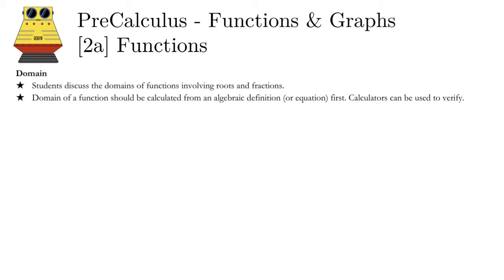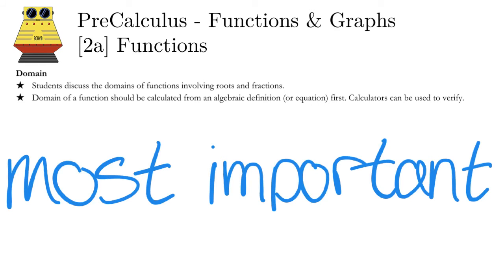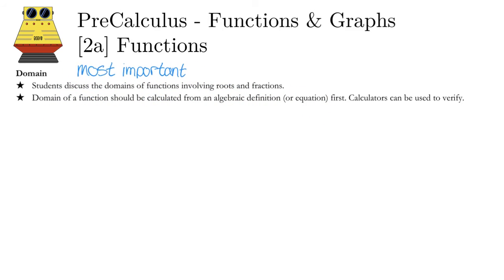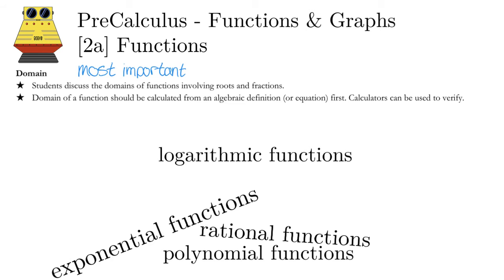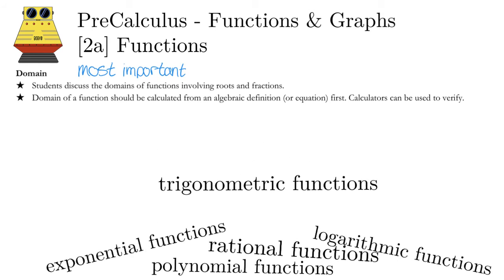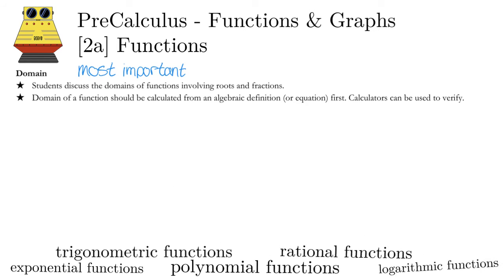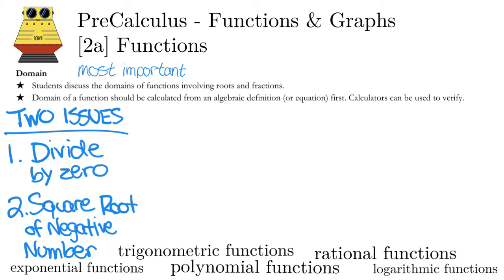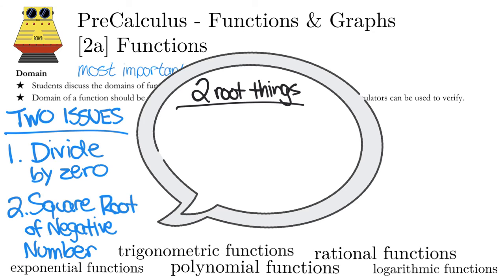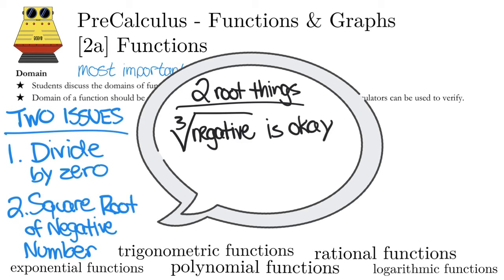Now it's time to talk about domain, which is probably the most important part of this lesson. It's a concept that will stick with you through your study of polynomial functions, rational functions, exponential functions, logarithmic functions, and trigonometric functions. Wow. When we talk about domain, there are 2 issues. Number 1, when we divide by 0. Number 2, the square or even root of a negative number. And I want to point out 2 things related to roots. We can take the cube root or odd root of a negative number, and we could take the square root of 0. It's just 0.